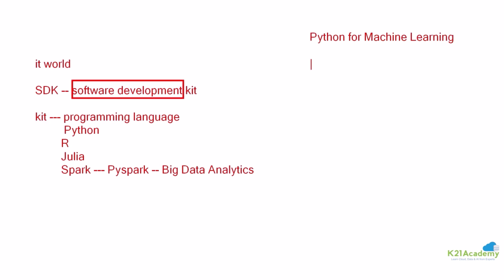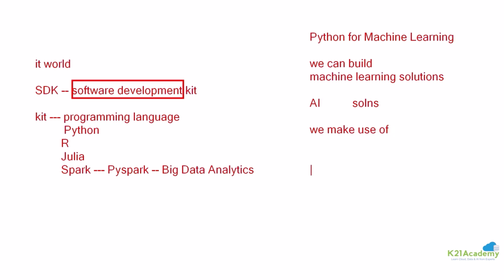So we are looking into Python so that we can build machine learning solutions. And machine learning solutions are also called AI solutions, just to keep it simple. So if we want to build a machine learning solution or AI solution, what do we make use of? We make use of Python as a programming language, as a standard protocol.